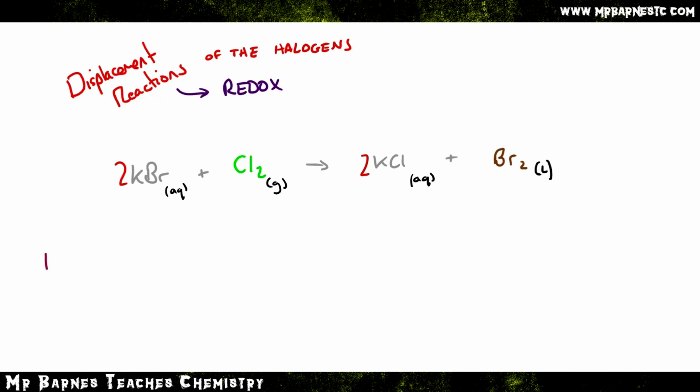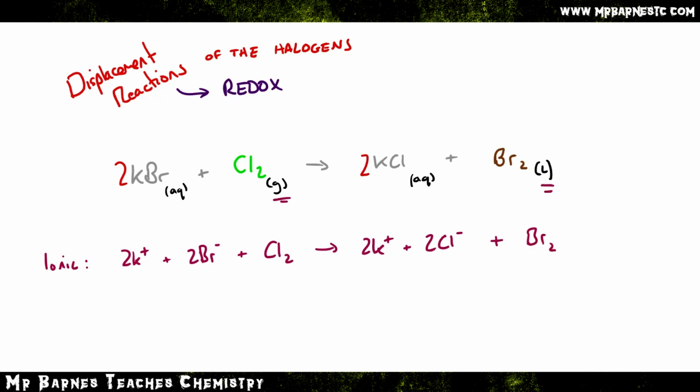If we then move on to the ionic equation, all we do here is take anything that's aqueous and split it back up into its ions. Potassium is in group 1, so it's going to be K+, and I've got 2 of them. Bromine is in group 7, so it's going to be Br-, and again I've got 2 of them. Chlorine is a gas, therefore I do not touch it, it stays as Cl2. Potassium chloride, potassium splits up into K+ again, 2 of them. Cl-, 2 of them, and then bromine is a liquid, so again I don't touch it.